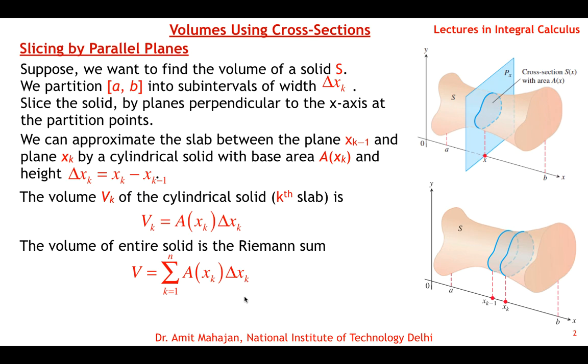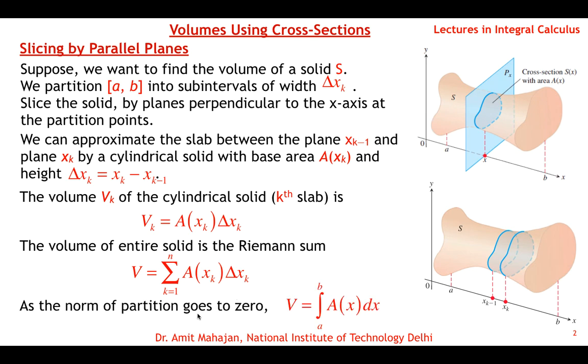Then we know that if we represent the norm of the partition, and take the norm of the partition going to 0, that means n going large, then we have seen in the previous lecture that we can represent the sum as an integral. So as the norm of the partition goes to 0, this summation can be represented as the integral of A(x) dx, where the integral goes from a to b.